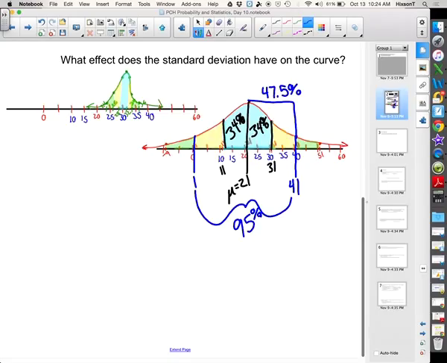Okay. So if 34% is here, then we have 13.5% here, right? So these will add up to the 47.5. Likewise over here we have 13.5%.